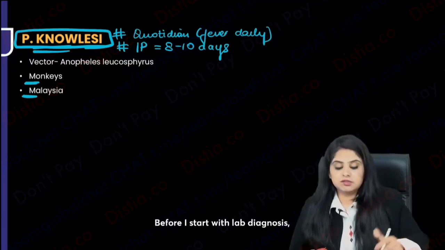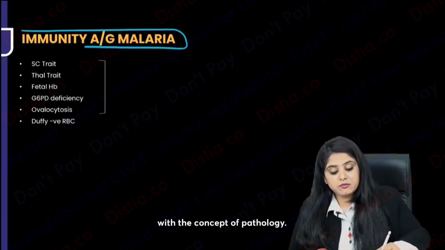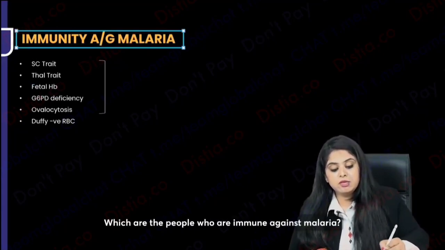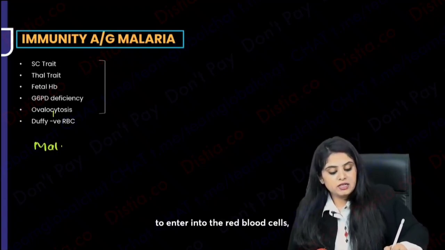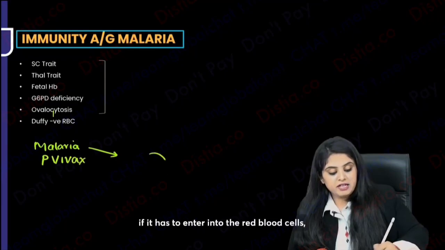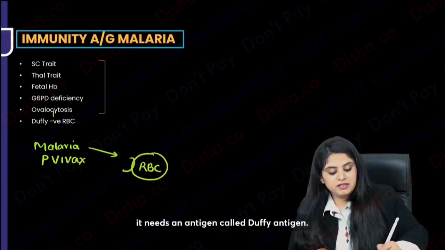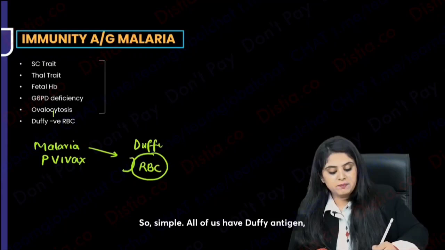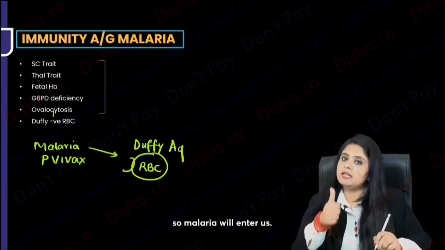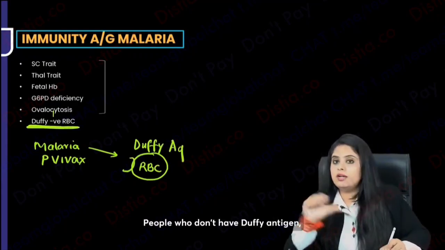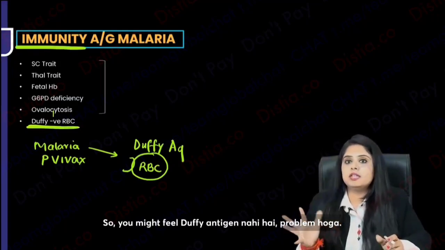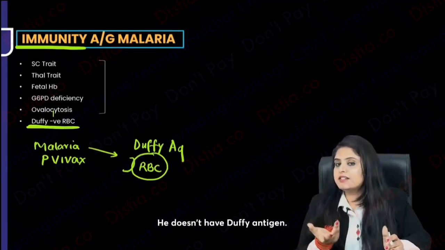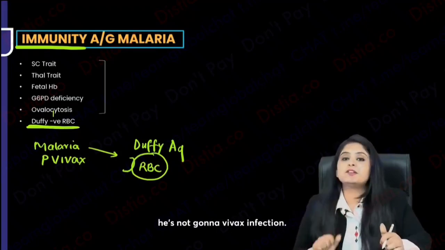Before I start with lab diagnosis, I want to make all of you familiar with the concept of pathology. Which are the people who are immune against malaria? So, first please note, for malaria to enter into the red blood cells, especially Plasmodium vivax, it needs an antigen called Duffy antigen. So, simple. All of us have Duffy antigen, so malaria will enter us. People who don't have Duffy antigen, malaria will not enter them. So, you might feel, if Duffy antigen is absent, there will be a problem. Patient is lucky. He doesn't have Duffy antigen. He's actually had a benefit. He's not going to have vivax infection.